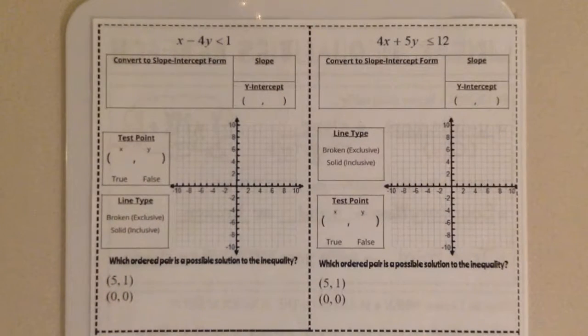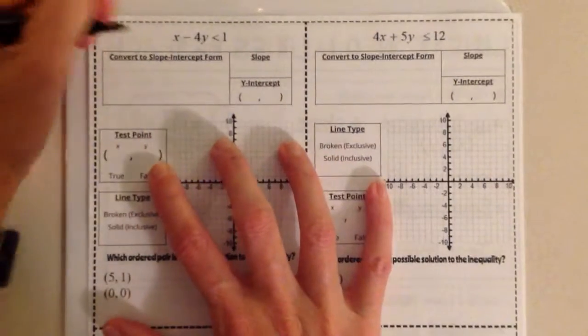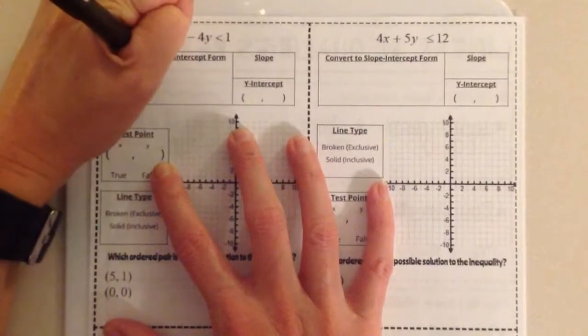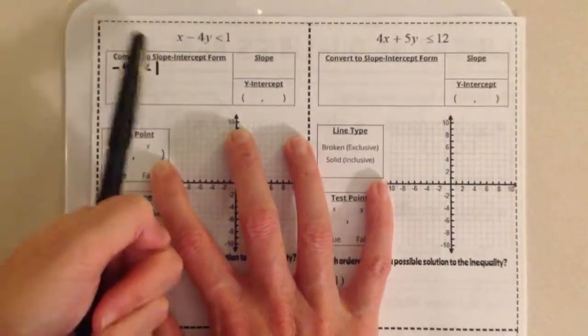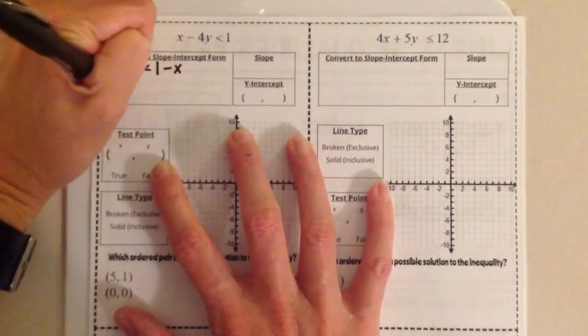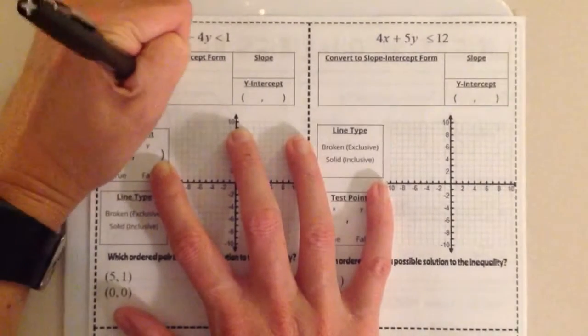Okay, so let's look at this example on the back. These look like the examples from our previous set of notes, so we're still going to practice graphing these lines. We're going to rearrange this to y equals mx plus b. So I'm going to have negative 4y is less than 1. And now to move x to the other side, I'm going to subtract x from both sides. And now I'm going to divide by negative 4 all the way across.